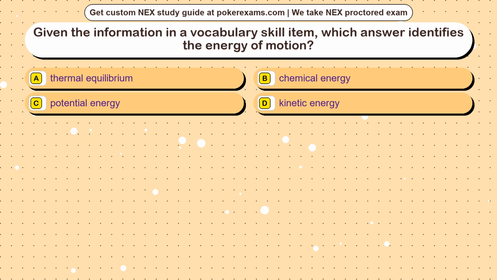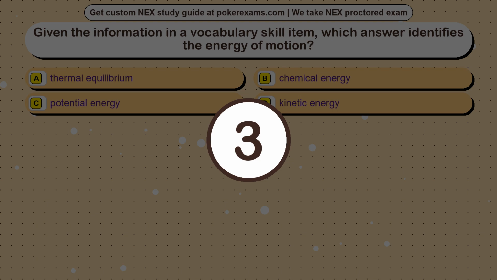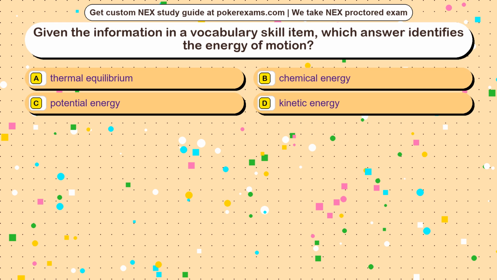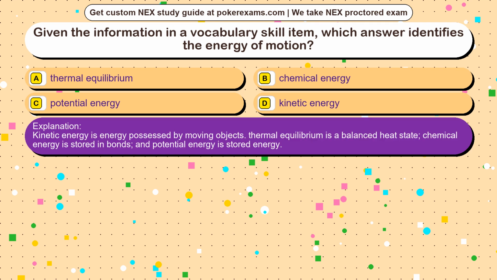Question 6. Given the information in a vocabulary skill item, which answer identifies the energy of motion? Option A, thermal equilibrium. Option B, chemical energy. Option C, potential energy. Option D, kinetic energy. The correct answer is option. Kinetic energy is energy possessed by moving objects. Thermal equilibrium is a balanced heat state, chemical energy is stored in bonds, and potential energy is stored energy.